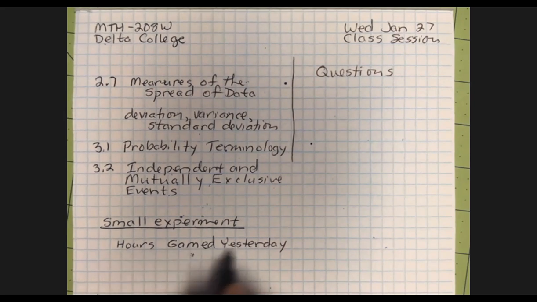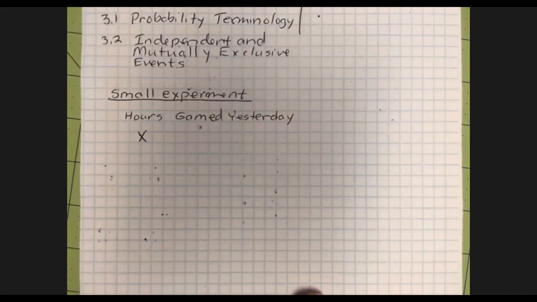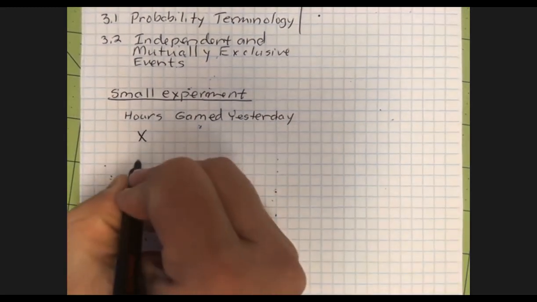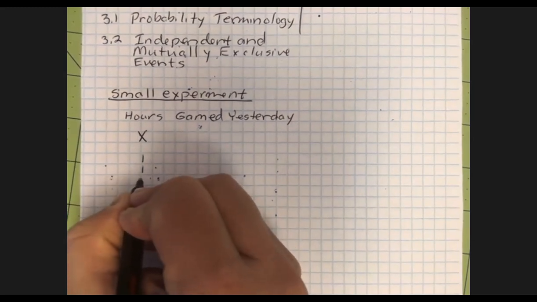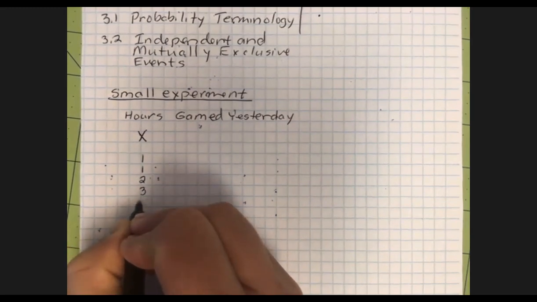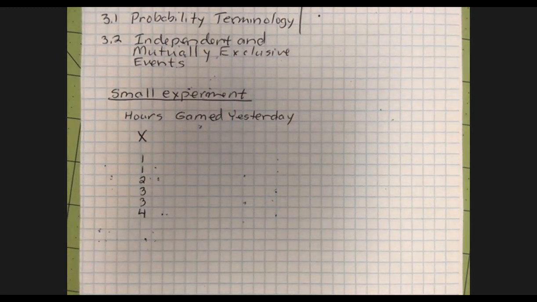So I'm not making any judgments about gaming or anything here, but let's just say you had a couple friends over or you were in a chat with some friends, you ask them how many hours they gamed yesterday. And let's let that number be X. And let's just make up six numbers off the top of our heads and pretend this is what they said. A couple of people said one, two, three, and four. Let's say you had six friends and they said, this is what we gamed last night.